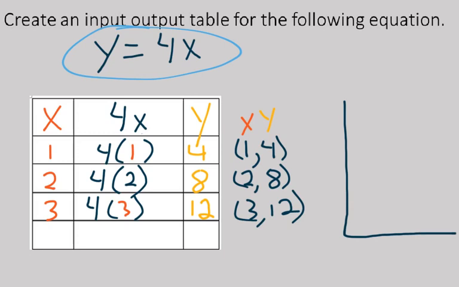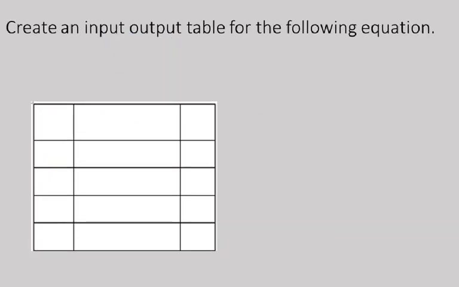And remember, when we do graph it, let's remember that the x-axis represents the input and the y-axis now represents the output. Okay, so input, output, and of course this is our independent variable, and this one is our dependent variable. Okay. All right, let's take a look at another example.